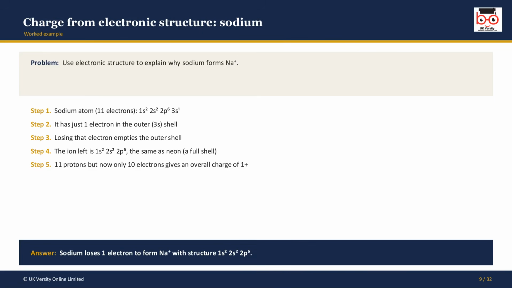Let's use electronic structure to explain why sodium forms a 1+ ion. A sodium atom has 11 electrons, arranged 1s2, 2s2, 2p6, 3s1. There's just that single electron in the outer 3s shell. Lose it, and the outer shell is emptied, leaving 1s2, 2s2, 2p6, exactly the same as neon, a stable full shell. With 11 protons but now only 10 electrons, the overall charge is 1+. So sodium loses one electron to become the sodium ion.